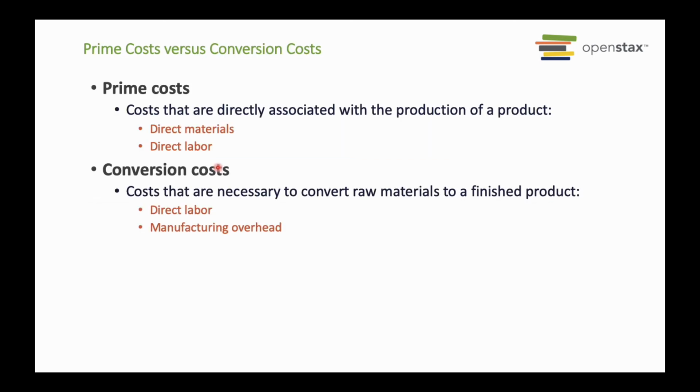Prime costs versus conversion costs. Prime costs are costs that are directly associated with the production of a product. Examples are direct materials and direct labor. Conversion costs are costs that are necessary to convert raw materials to a finished product. The two main components of conversion costs are direct labor and manufacturing overhead.